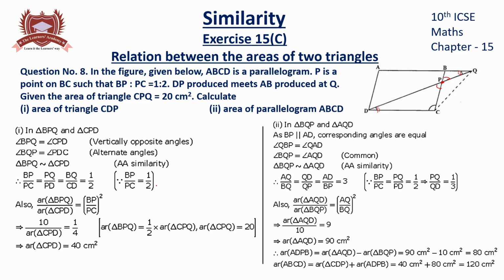Now, the triangles are similar by AA test of similarity, which means that BP upon PC is equal to PQ upon PD is equal to BQ upon CD is equal to half. Why half? Because BP upon PC is equal to half, and that is given. So area of triangle BPQ upon area of triangle CPD is BP upon PC square.